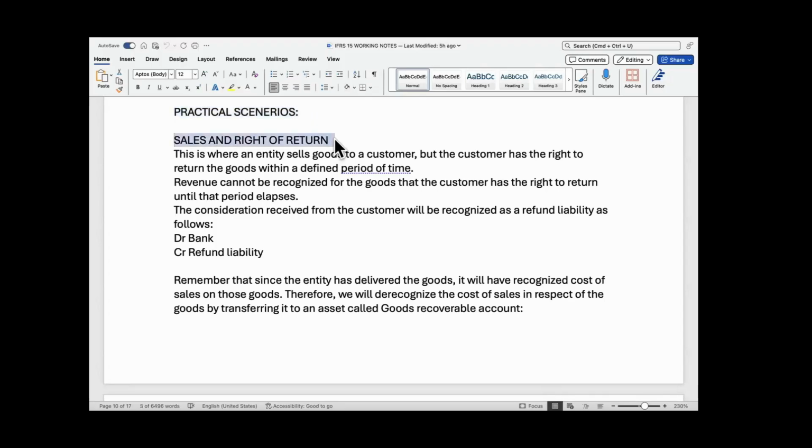So let me know again if it cracks. Then I change again. So again, sales and right of return.